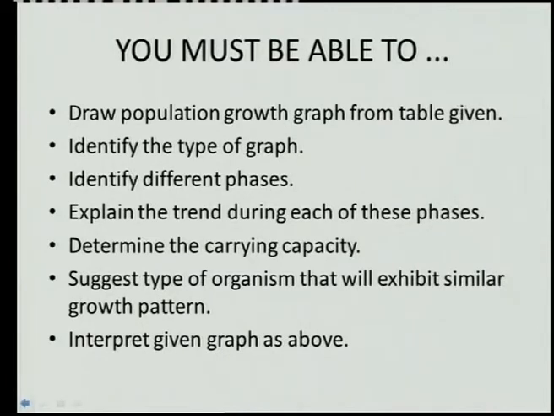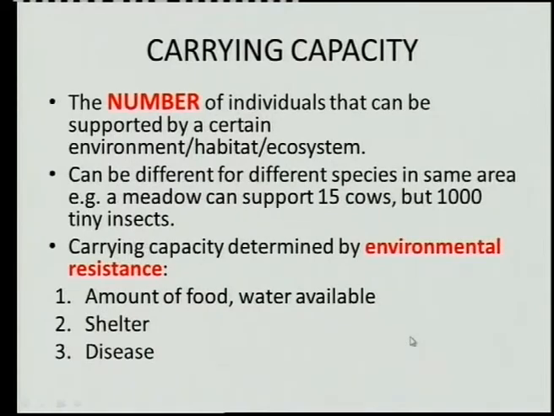Yes, there you can see if you are given a table, then from the table you must draw the graph, and then you must identify the graph. It will either be a J curve or an S curve type of graph. And then, after identifying the type of graph you have drawn, the phases, explaining what happens during it, determining the carrying capacity, reading it from the graph, and then the type of organisms, and we went through this. So I don't think that would be such a problem.